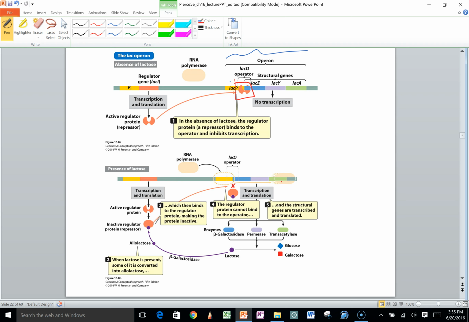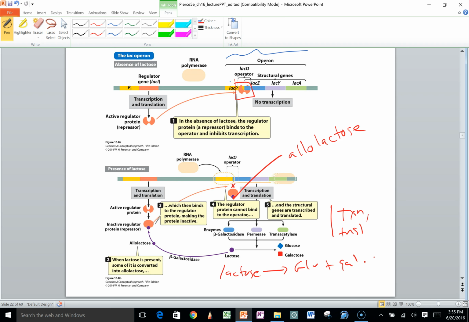And then here we've got, you can see this little purple dot here is lactose, or allolactose. It's a very minor modification of lactose. It binds the repressor, the repressor lets go, and then we get transcription and translation, and then we can convert lactose into glucose and galactose. So that's what's going on there.